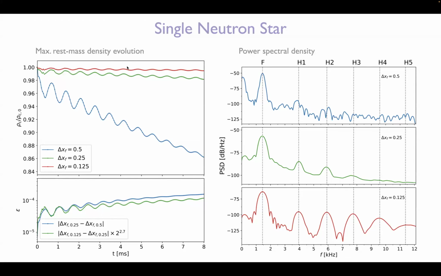And once you take the fast Fourier transform of this, you can see that there are oscillation modes present in this TOV star, and you can compare them with a perturbative code. The oscillation frequencies are provided by this perturbation code, and you can check whether your solution is actually matching with that or not.